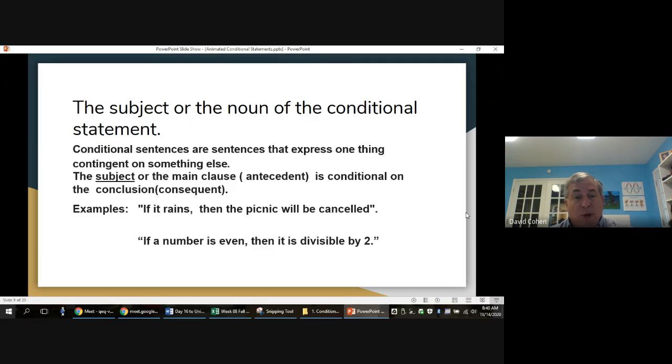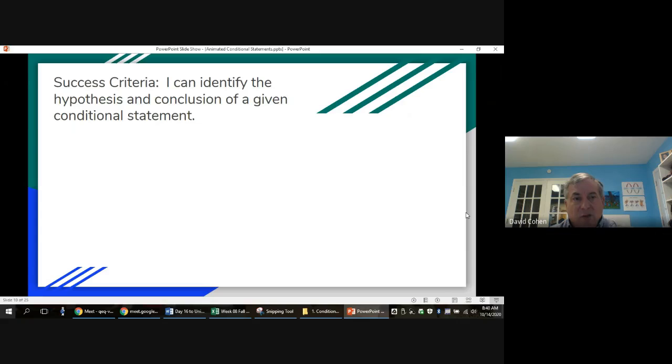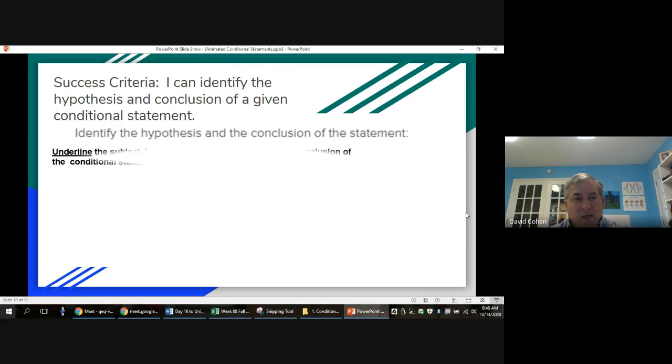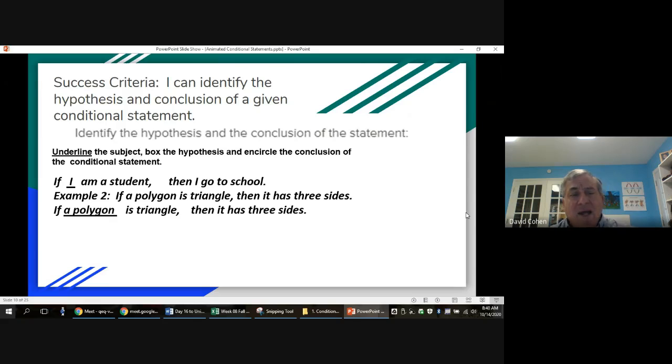So if it rains, then the picnic will be canceled. If a number is even, then it is divisible by 2. So our success criteria is to identify the hypothesis and conclusion of a given conditional statement. So we're going to underline the subject, box the hypothesis, and circle the conclusion of the conditional statement. If I am a student, then I go to school.